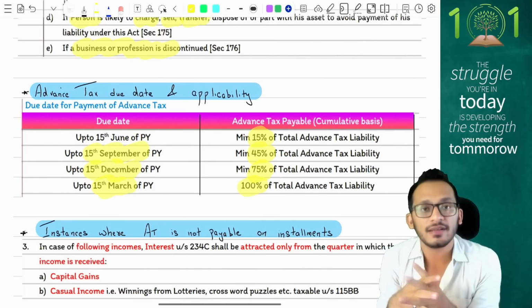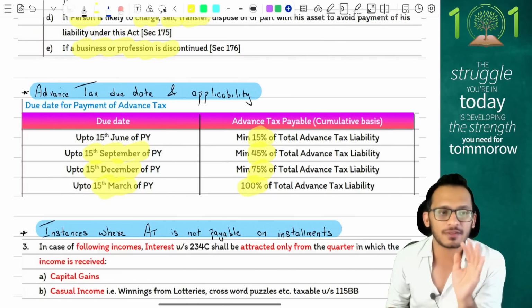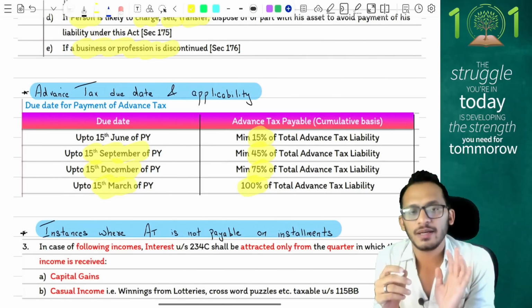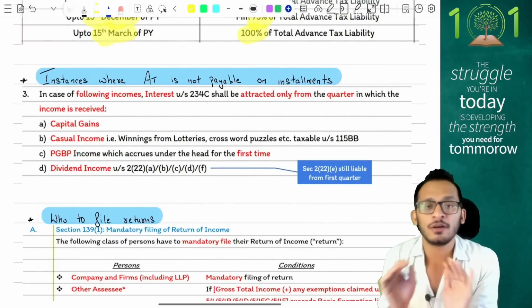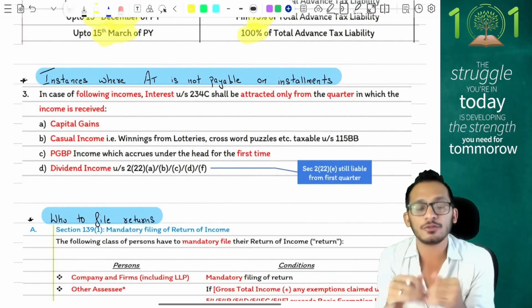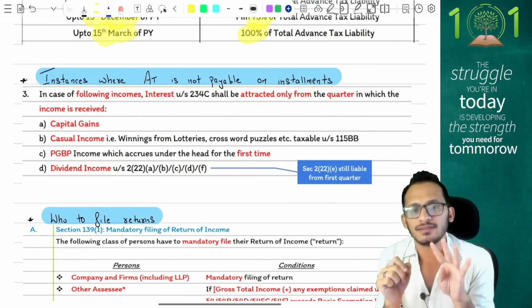If you're going to compute interest under 234C, the first installment will be required for a minimum 12%. Second installment will be required for a minimum 36%. Next, what are the cases where advance tax payable does not have to be done based on these installments and we need to pay only in subsequent periods? There are 4 cases where your advance tax will only be paid in subsequent periods.